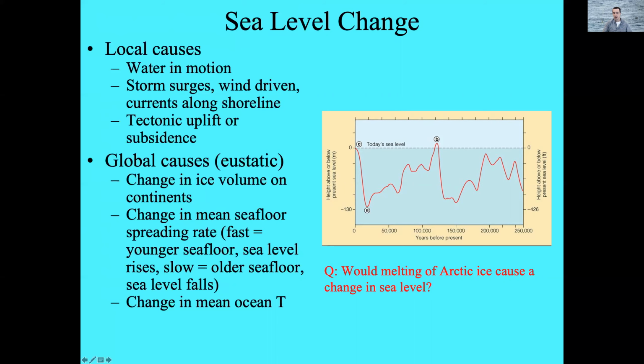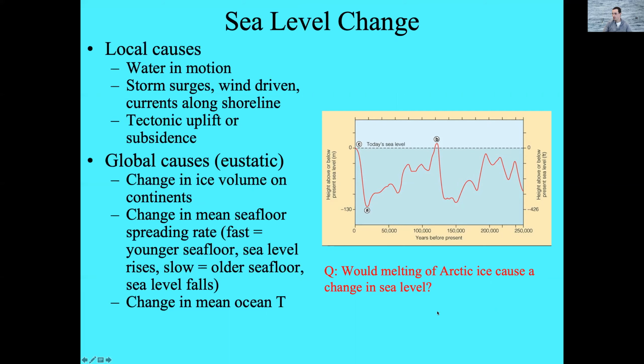And this can be due to the ice volume that's stored on continents, changes in mean sea floor spreading rate. So with fast spreading, you have a younger sea floor and sea level rises, whereas with slow spreading, older sea floor, the sea level will fall. It can also be due to changes in mean ocean temperature. If you heat water, you decrease the density and you increase sea level. And because this is happening globally, a small change in density can make a big change in sea level.